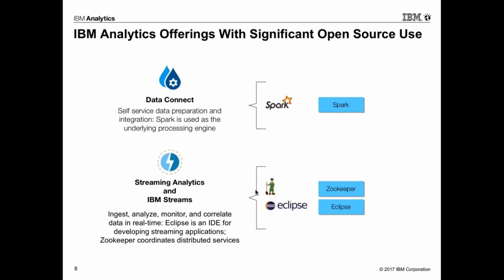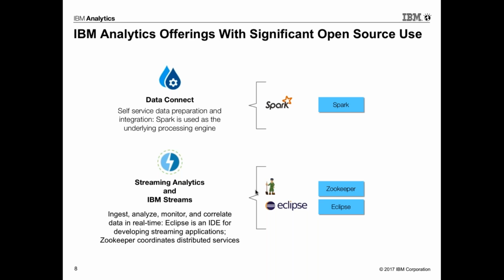So Data Connect is something where we have Spark as an underlying engine, and we are able to integrate and prepare data using Data Connect. So one of the great frameworks in order to prepare and integrate data with different components.